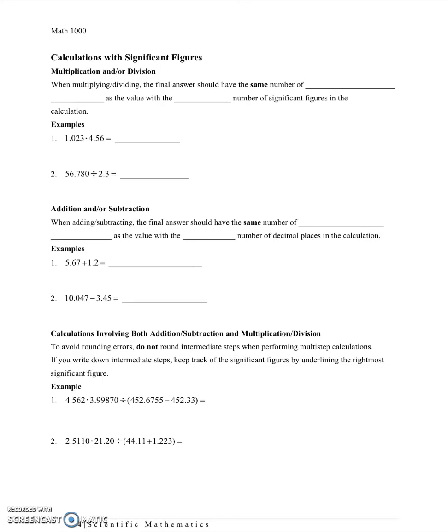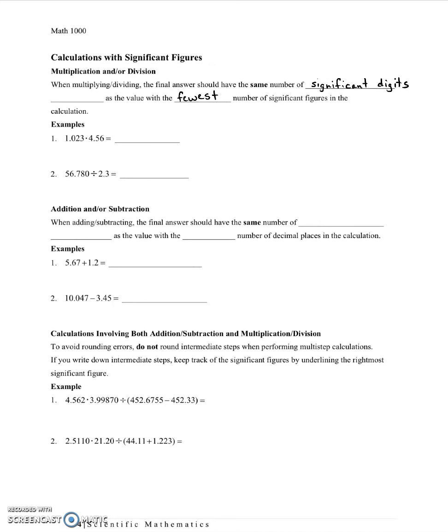uncertainty. So when multiplying and dividing, the final answer should have the same number of significant figures, or digits, I'm going to write digits, as the value with the fewest number of significant figures in the calculation.